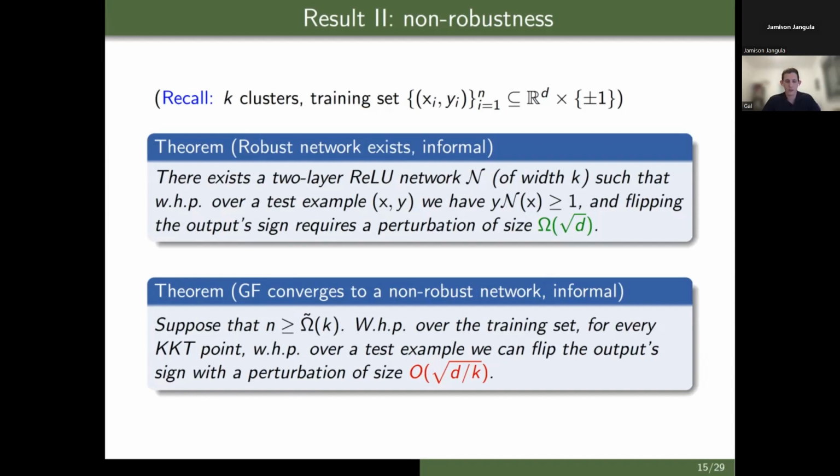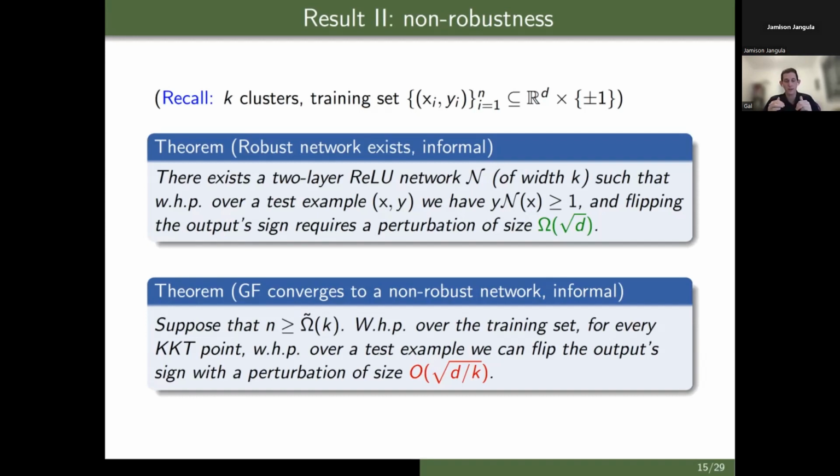Now, recall that in our setting, the distance between each two clusters is O of square root d. So it is obvious that we can move from a positive cluster to a negative one or vice versa with a perturbation of size O of square root d. And therefore, the best that we can hope for in terms of robustness is to require perturbations of size omega of square root d. So essentially, the robustness of the network in this theorem is optimal.